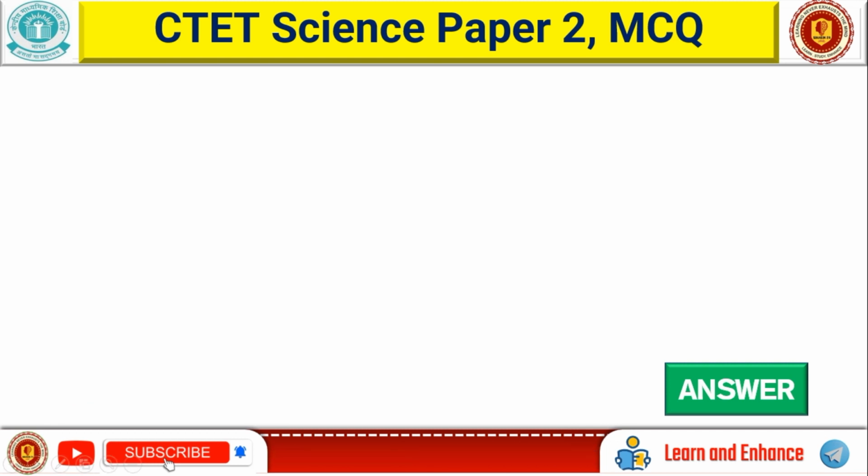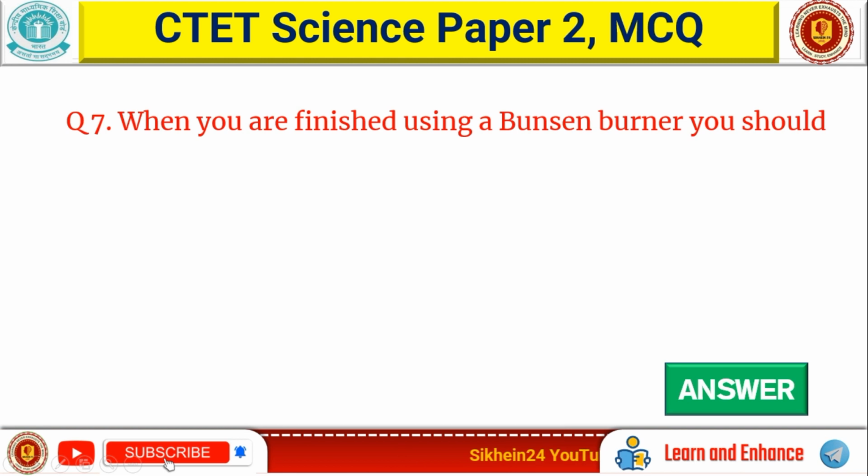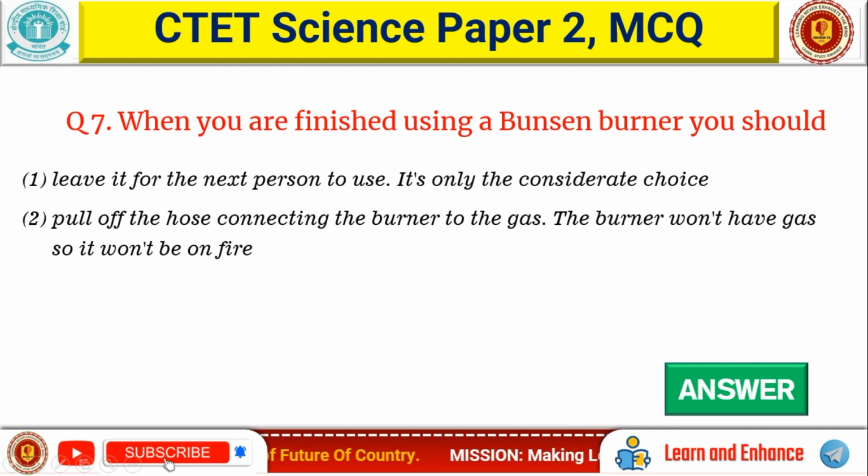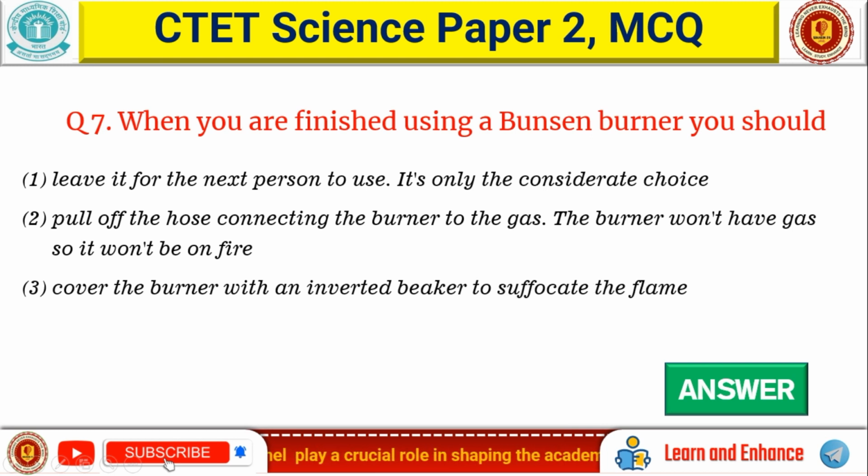Next question on your screen, you can see when you are finished using a Bunsen burner, you should first leave it for the next person to use. It's only the considerate choice. Second, pull off the hose connecting the burner to the gas. The burner will not have gas, so it won't be on fire. The third, cover the burner with an inverted beaker to suffocate the flame. And fourth, turn off the gas. Very simple answer of this one. Turn off the gas is the appropriate answer.